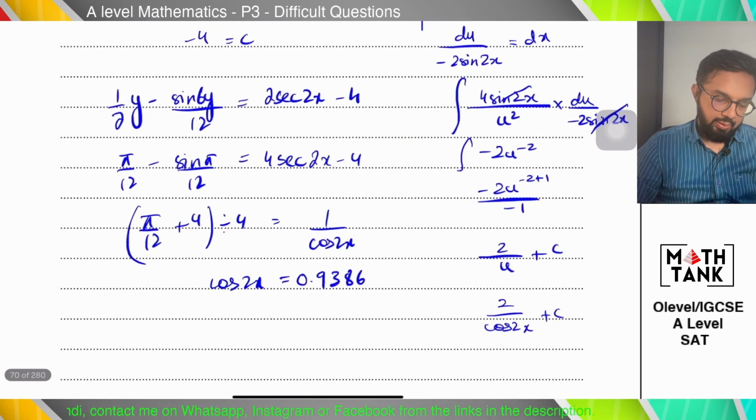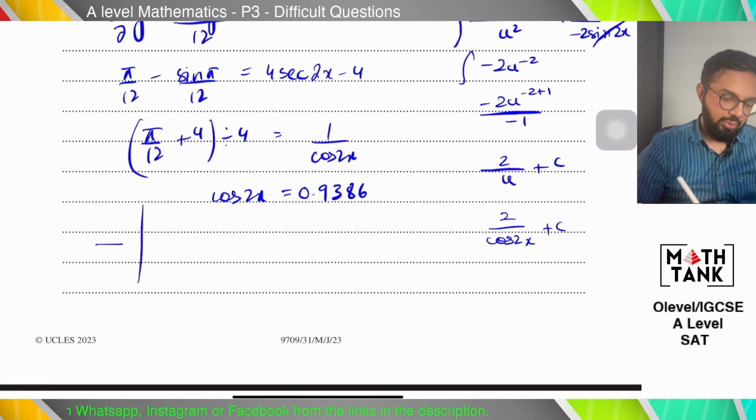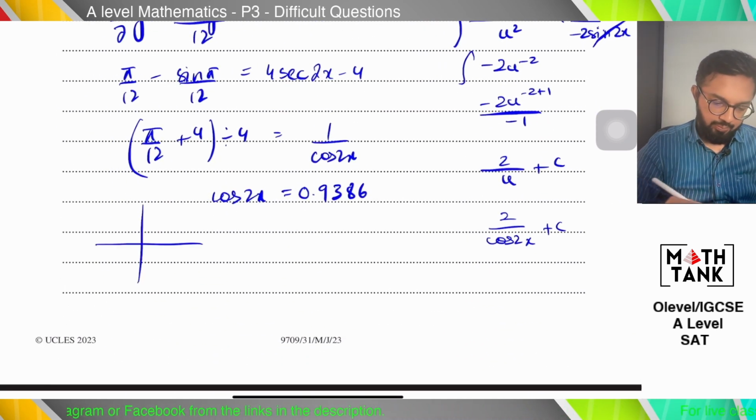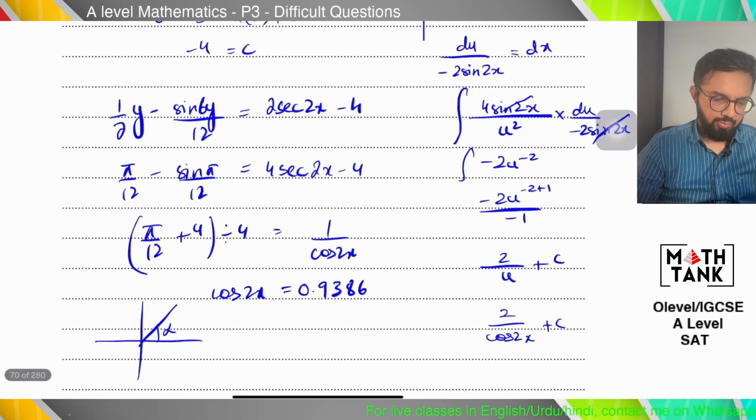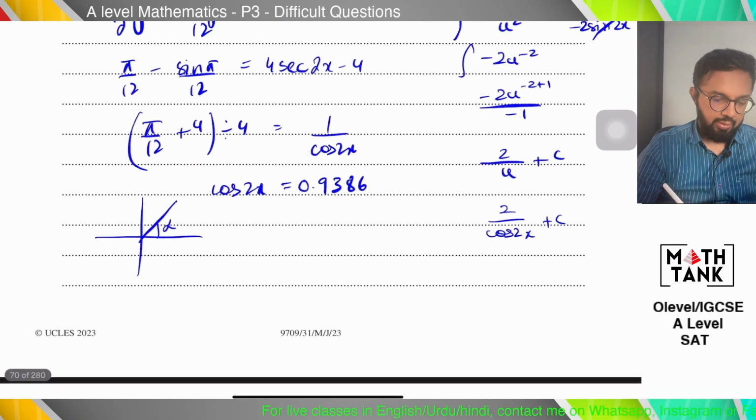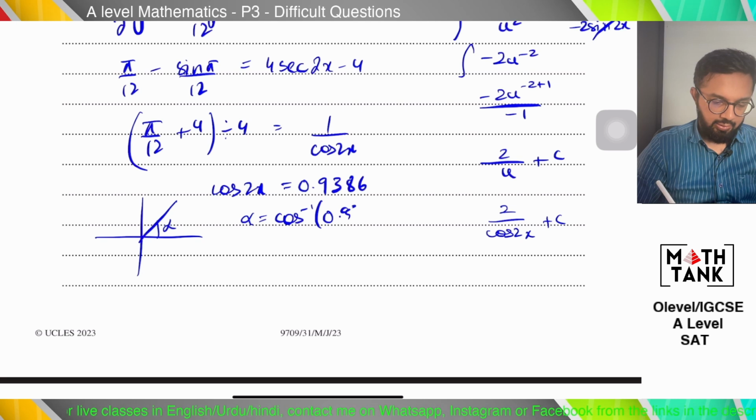I want it to be in the first quadrant. x is between 0 and pi over 4. That's a very narrow range, basically the first quadrant. So alpha equals cos inverse of 0.9386.